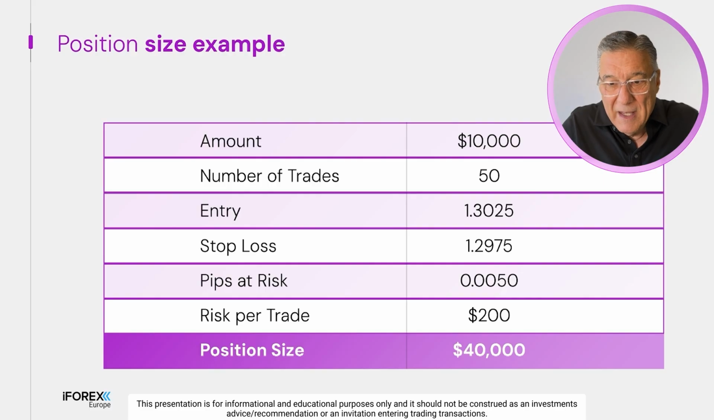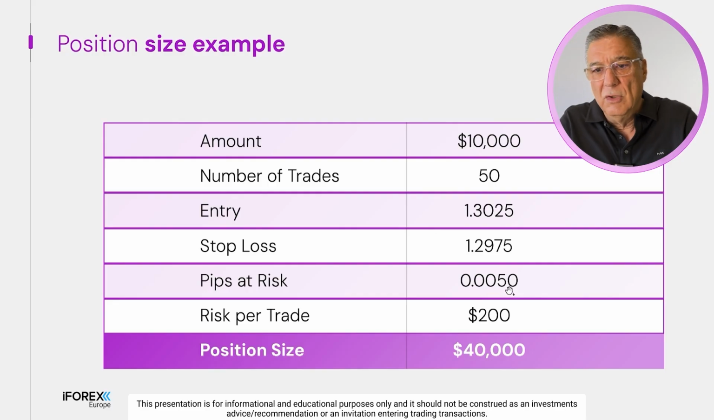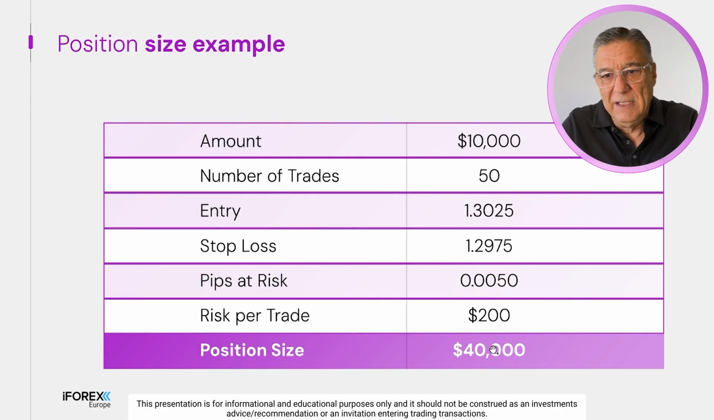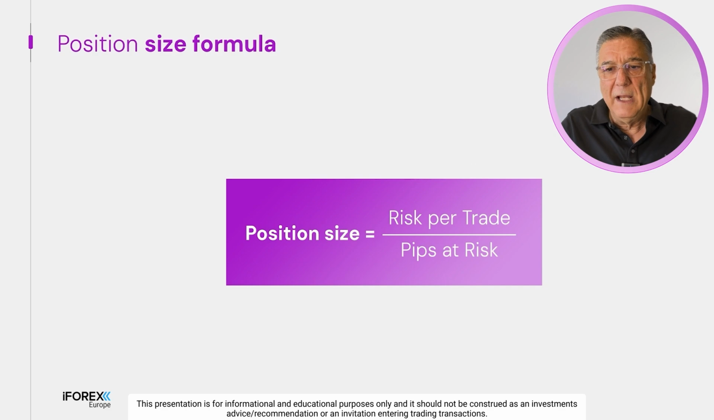Right. Now, how do we go about calculating the position size? Simply divide $200 by 50 pips in decimal notation. So the equation is $200 divided by 0.005 is equal to the position size, to $40,000 in this case. Good. So the formula is position size equals risk per trade divided by pips at risk.